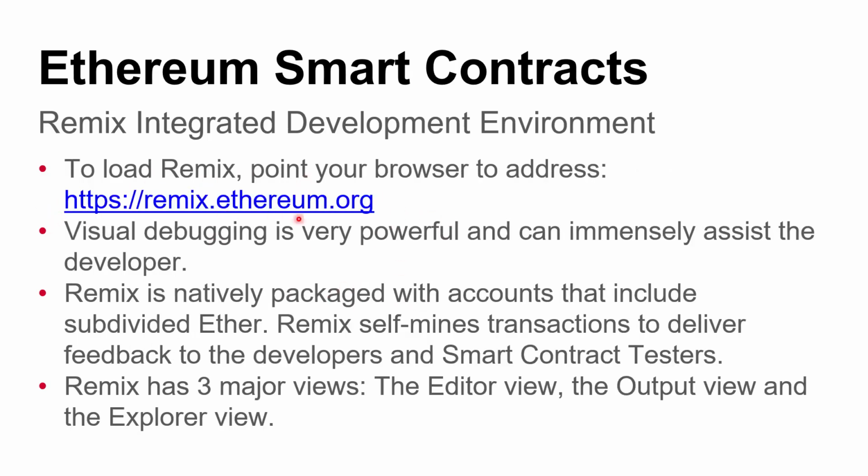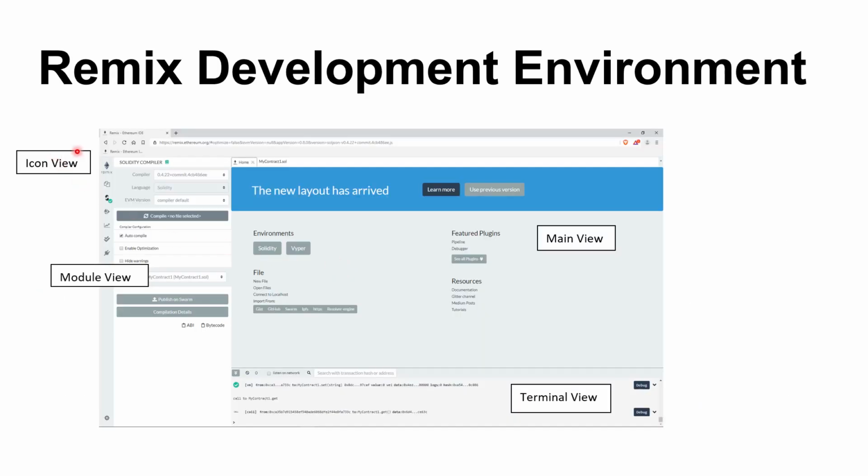So here's the address or the URL for Remix, and it does come with visual debugging, which is very, very good. It comes with our simulated Ethereum node and subdivided Ether, and Remix has three major views: the editor view, the output view, and the explorer view. If we take a look here, we can see what they call the modules or the icon view, and as you click on these, you will see the details of the module, and then there is the main view and also the terminal view.